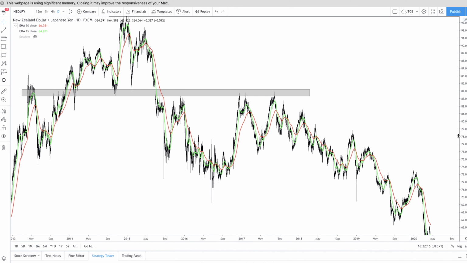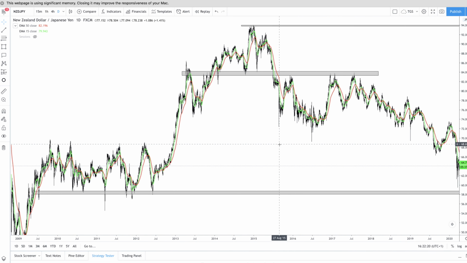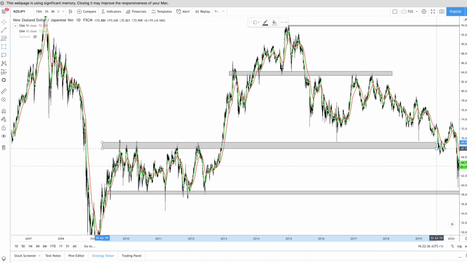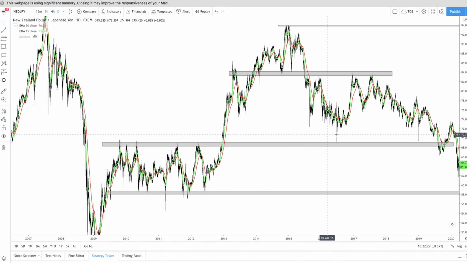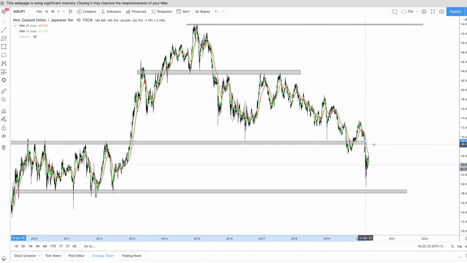So let's move on. So again, through here, we can see another level, right? The top of this zone we marked on a weekly time frame. We can pull this through, and again, it's no coincidence that price has spiked down to this level, spiked down again.